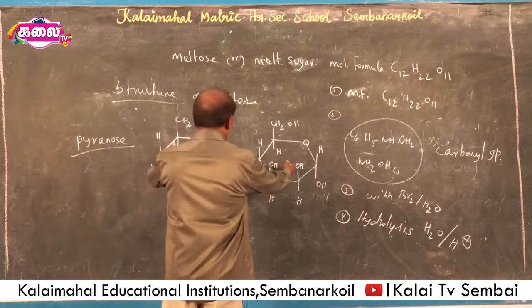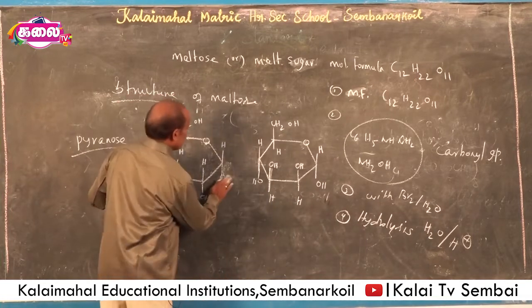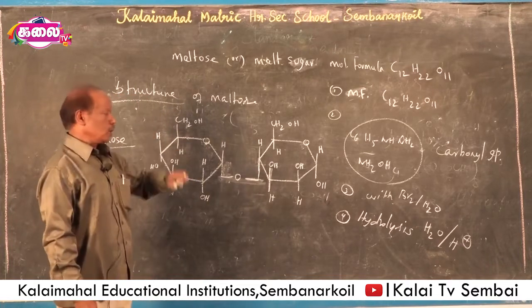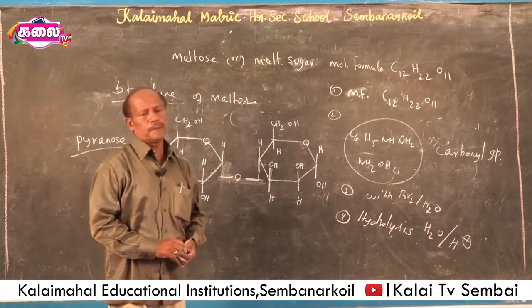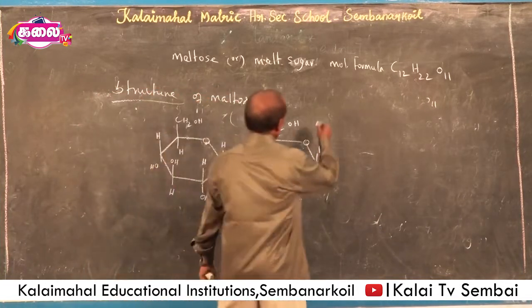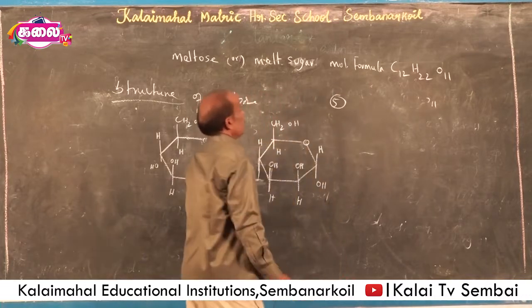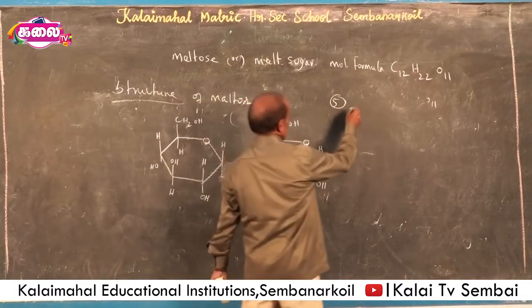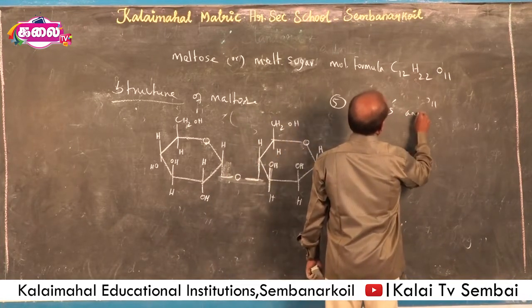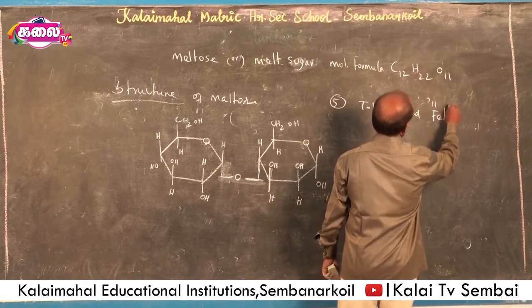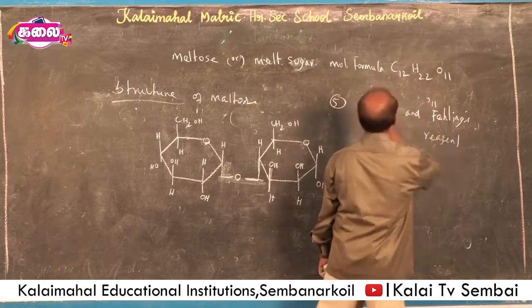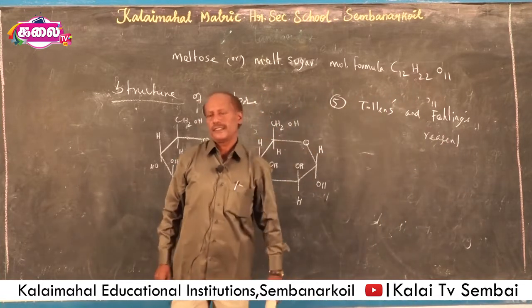Then these two units are linked via an oxygen atom by losing a water molecule. Okay. The next one is that maltose is a reducing sugar. It reduces Tollens' reagent and Fehling's reagent. So maltose reduces both Tollens' and Fehling's reagents.